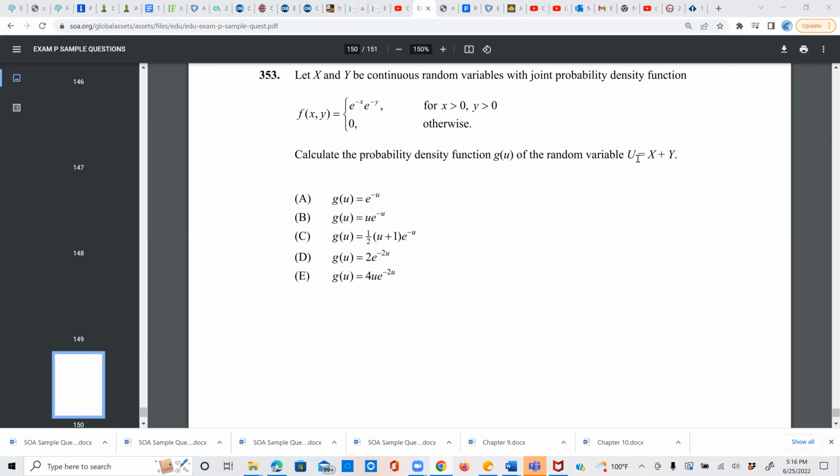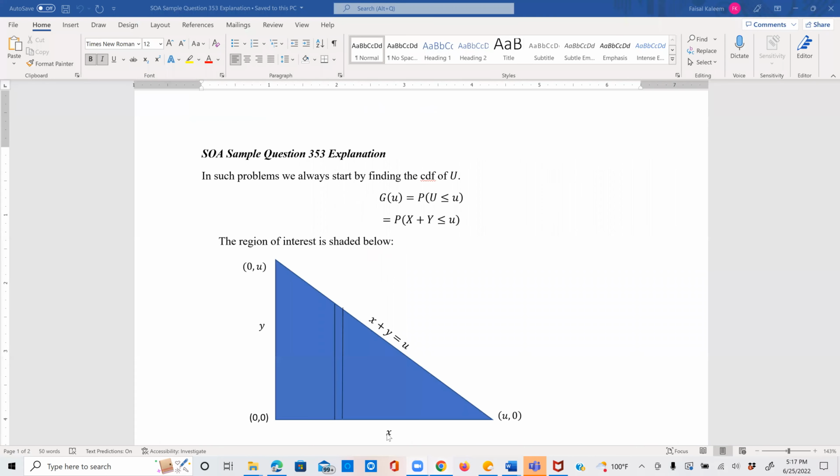So whenever we have to calculate the PDF of a variable which is described in terms of other variables whose PDFs are given, we always start by finding the CDF. So to find the PDF g(u), we first find the CDF big G(u), and U is the sum of X and Y.